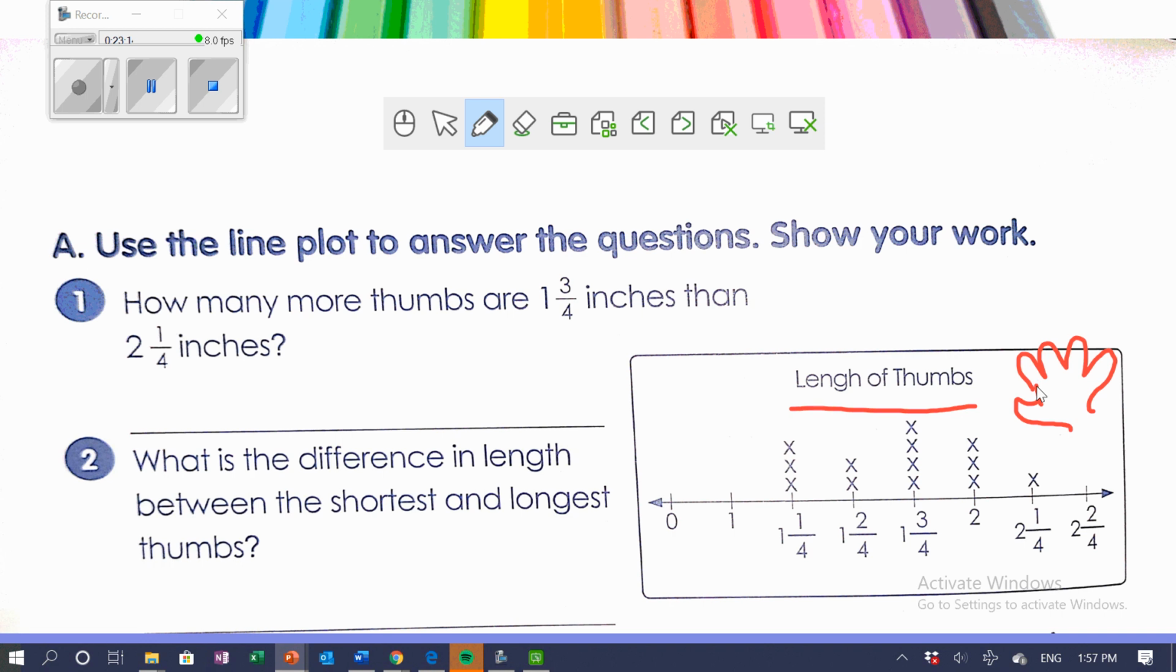I have to read the data here. I have 3 for 1/4, 2 for 1.5, 4 for 1 3/4, 3 for 2 inches, and 1 for 2/4, and 0 for 2 and 2/4. Now, the first question, how many more thumbs are 1 3/4? Here is 1 3/4. Compare it with 2/4. So here, how many? 1, 2, 3, 4. 4 minus 1 equals 3.